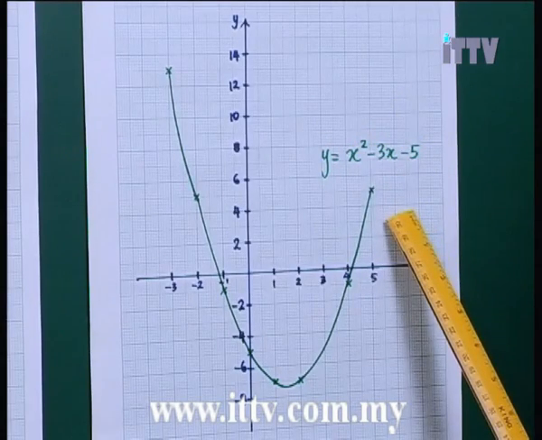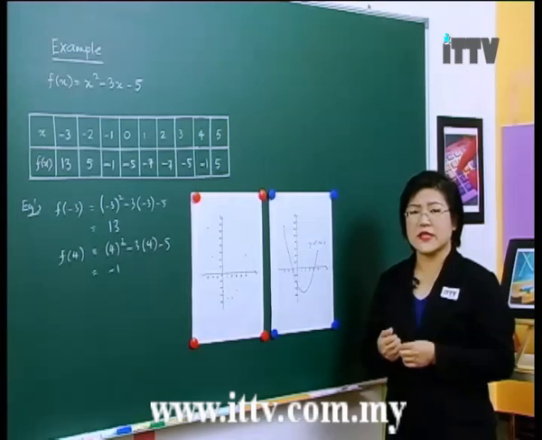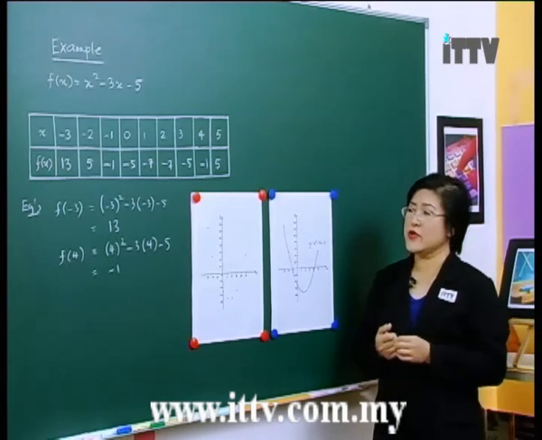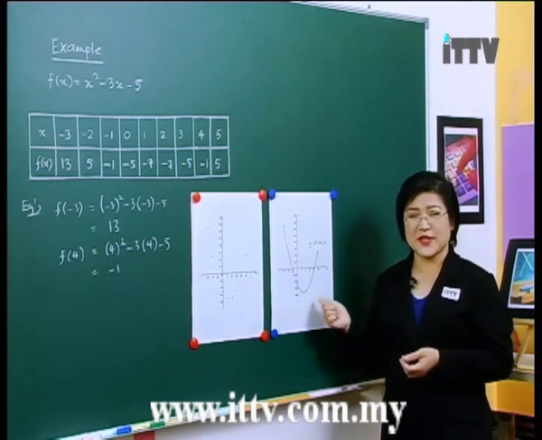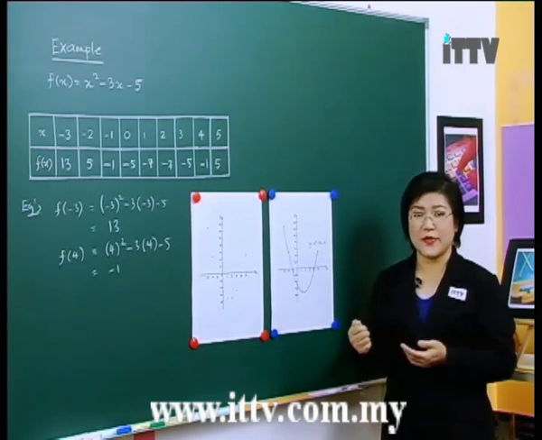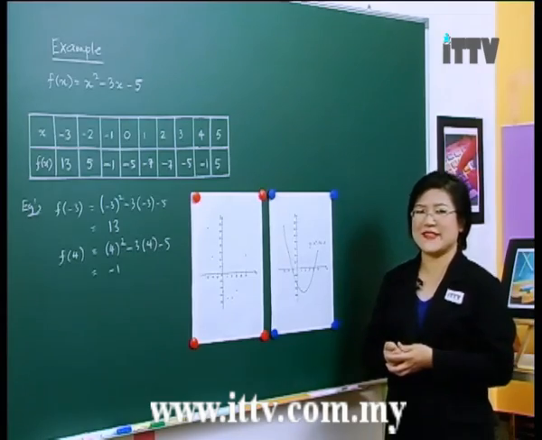Do take note that although the two lowest points have the same y values, they cannot be joined by a straight line parallel to the x-axis because this is a graph of a quadratic function which has either a concave up or a concave down shape and not a straight line. So you'll find, viewers, that with a little bit of practice, you will be able to become very confident and draw quadratic graphs very smoothly. So do try your best and do practice a lot on this.